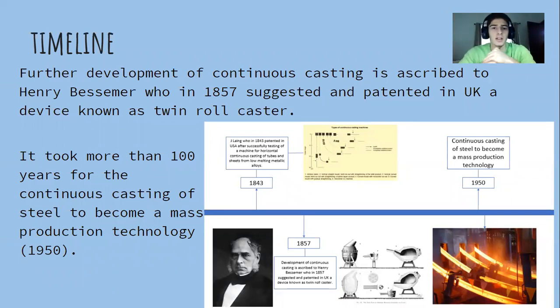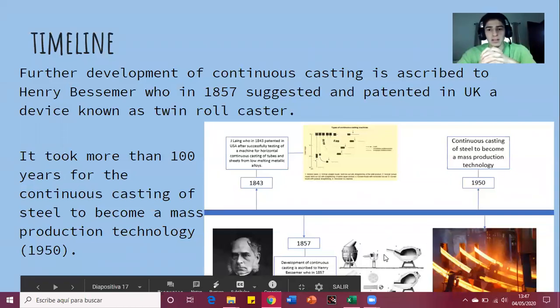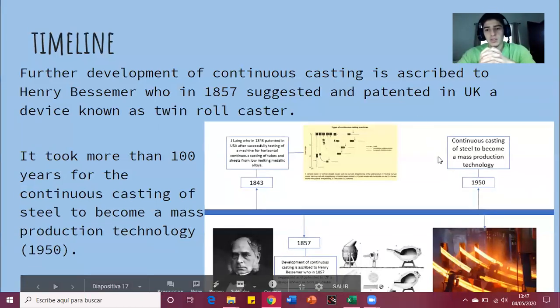Further development of continuous casting is ascribed to Henry Bessemer, who in 1857 suggested and patented in the UK a device known as trim-roll caster. It took more than 100 years for the continuous casting of steel to become a mass production technology. As we can see in the timeline, it all started in 1943 and it ended at 1950, where it already became a continuous casting mass production technology.